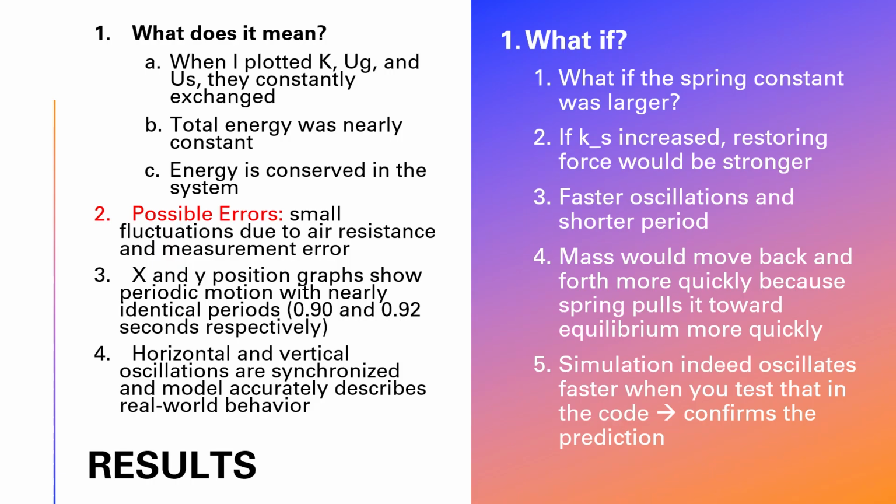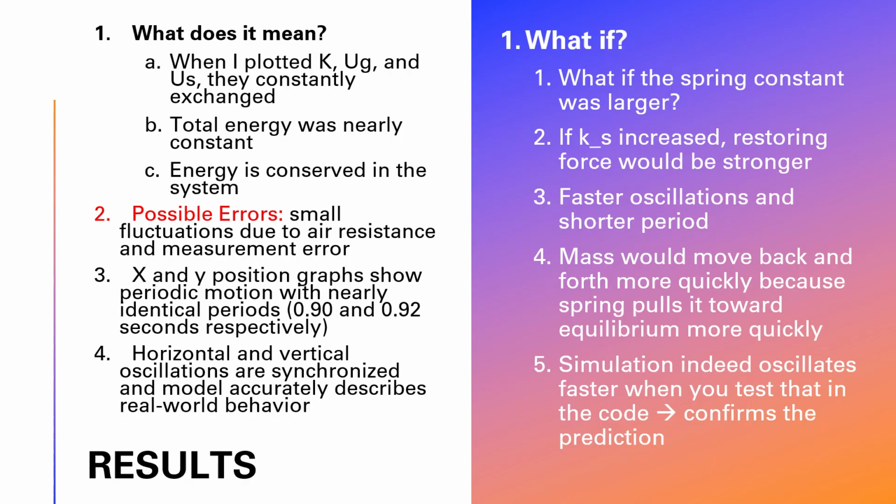Let's start with what does it mean. When I plotted the kinetic, gravitational, and spring potential energies, they constantly change, but the total energy remained nearly constant. That means energy is conserved in the system. The small fluctuations are due to air resistance and measurement error, but overall this confirms the energy principle works for our model. The X and Y position graphs both show periodic motion with nearly identical periods, about 0.9 seconds and 0.92 seconds. That means that the horizontal and vertical oscillations are synchronized and that the model accurately describes real-world behavior.